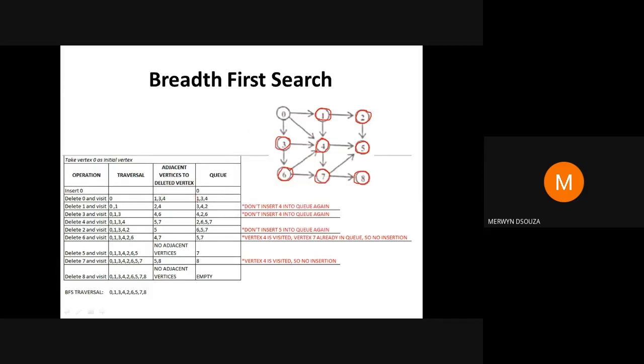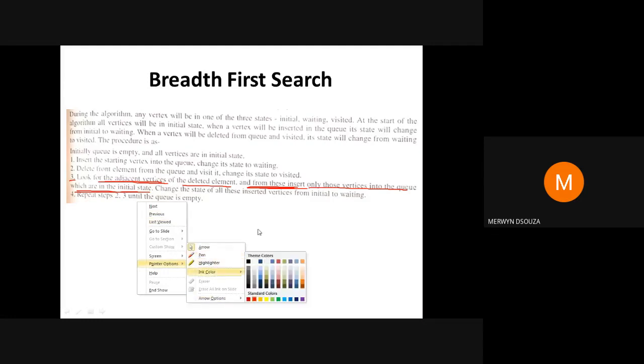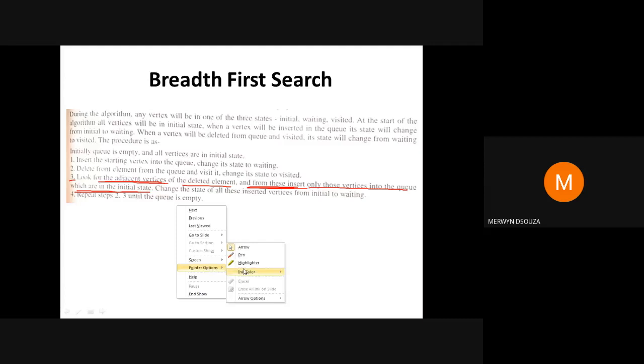So now this is your front. 1 is at the front of the queue and 4 is at the rear. Like I told you, we always delete at the front in a queue. Once we have done the third step, step 4 tells us to repeat steps 2 and 3 until the queue is empty. So you have to keep repeating these steps until the queue is empty.